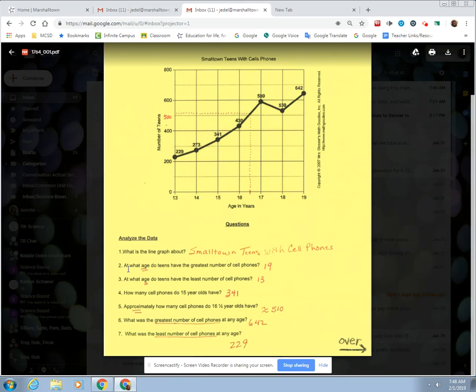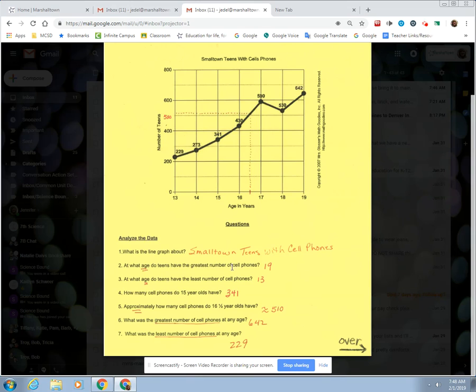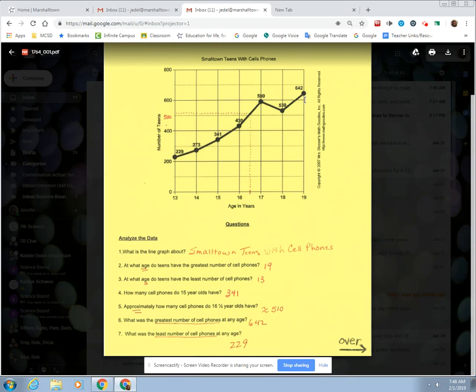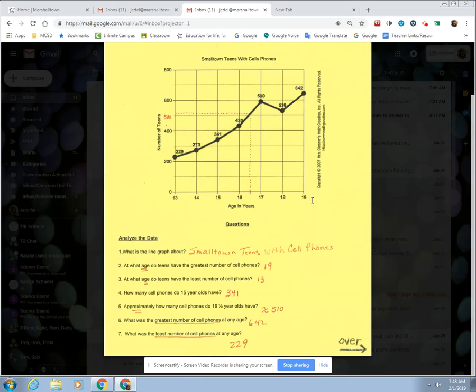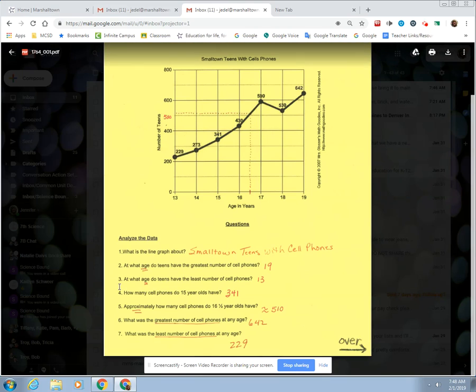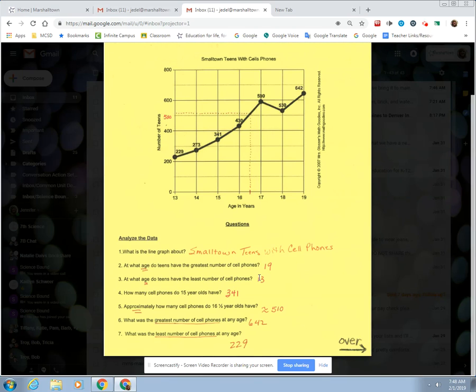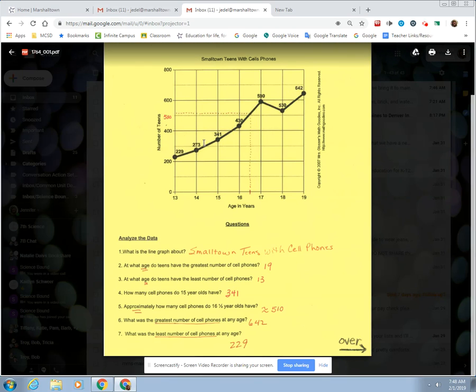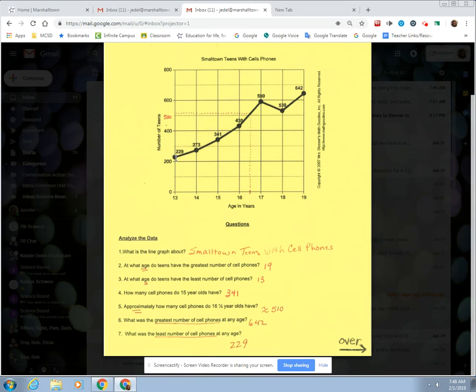The second one was at what age do teens have the greatest number of cell phones? Well, you look at the line graph and look at the highest number and go down here, and it's at 19. That's the highest it goes in this situation. What age do teens have the least number of cell phones? Well, look at the line again and look at the lowest point, and that would be 13-year-olds, which kind of makes sense. Number 4, how many cell phones do 15-year-olds have?